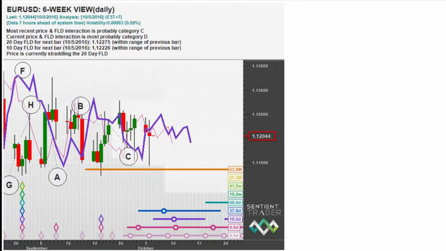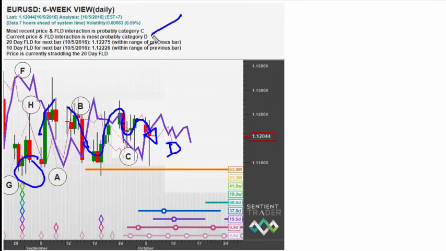We have a 40-week cycle trough over here at the end of August. Then we've got a fairly good A category interaction, then a B category interaction where price is meant to come back to the 20-day FLD. Instead, it sort of dropped below it, and it's been roughly tracking along it, but it has been really very unclear. The C category interaction, when price is meant to break up above the FLD, only lasted for a day or two, and already we were into the D category interaction.